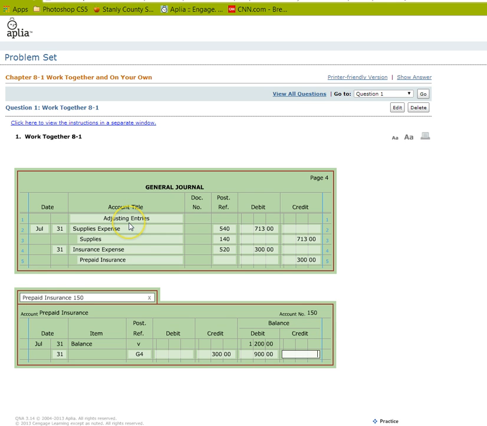Okay, adjusting entries, when we look at our general journal, we'll see that this is where our adjusting entry started. We record these from the worksheet, the adjustments column, okay, and then we post, which I forgot to go back and post, 150, okay, and we are good with adjusting entries.